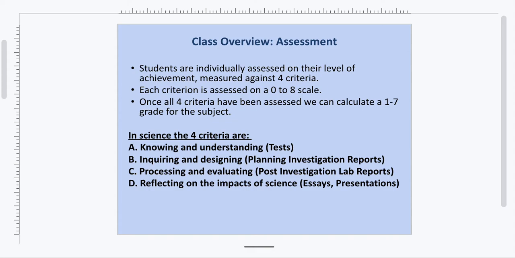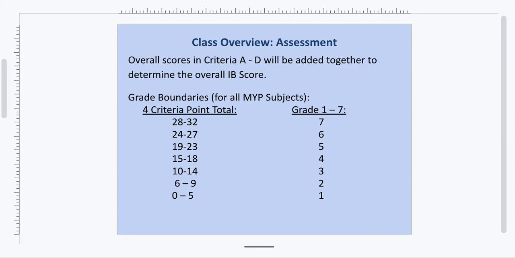Then your scores from all 4 get combined to determine your overall IB score for the semester or for the year. So for example, if you add up all 4 criteria points at the end of semester 1 and they equal 28 points or higher, then that gives you a grade 7 on the IB scale, which is the top grade for the semester.